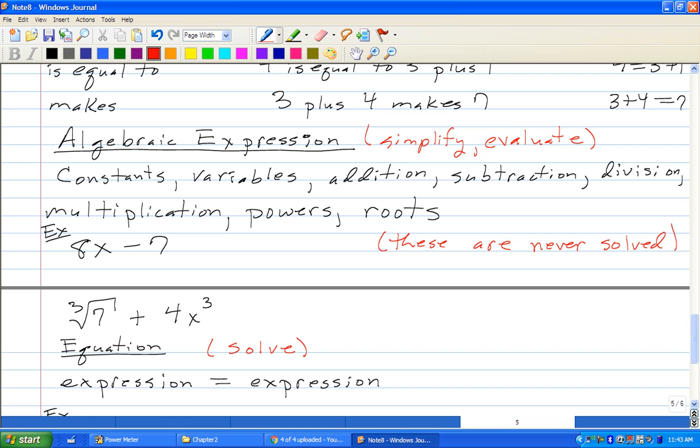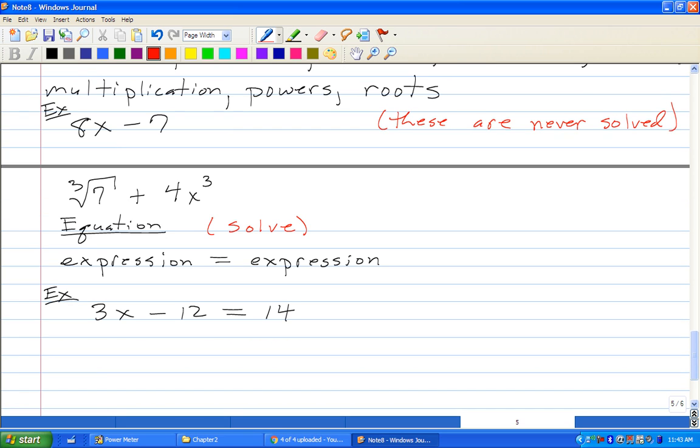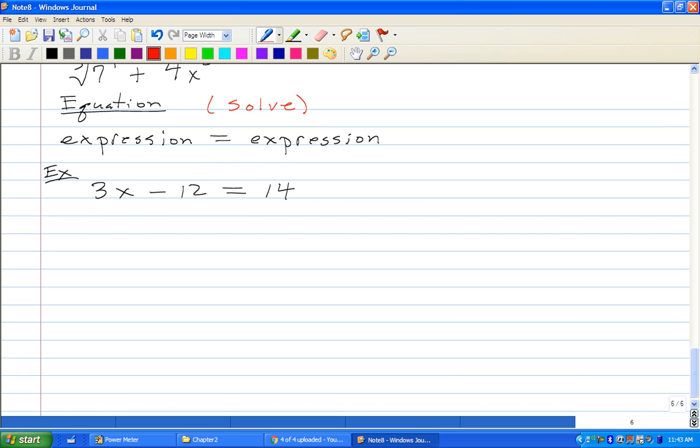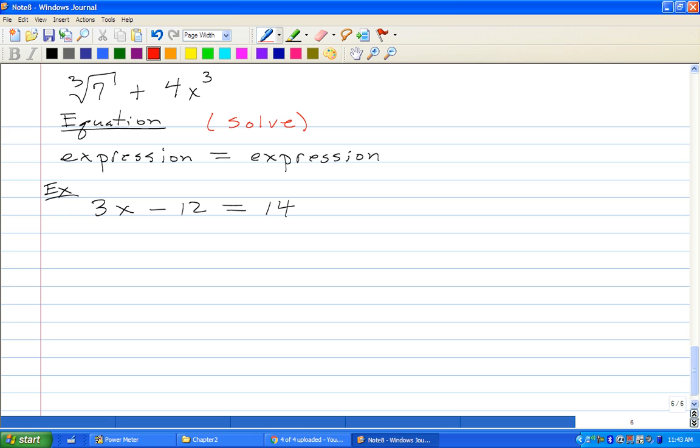So if I tell you to solve something, it's not going to be an expression. And if you try to solve an expression, then what you're doing is wrong. Okay. You do not evaluate equations. You solve equations. I guess you could simplify equations, but in general, if you're going to be solving something, it's going to be an equation.